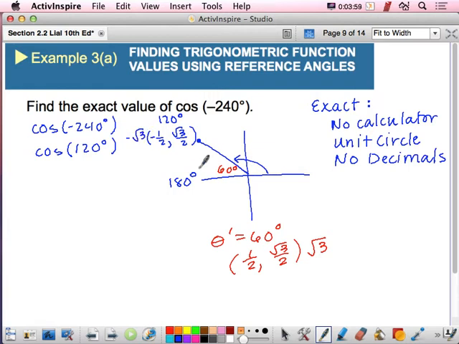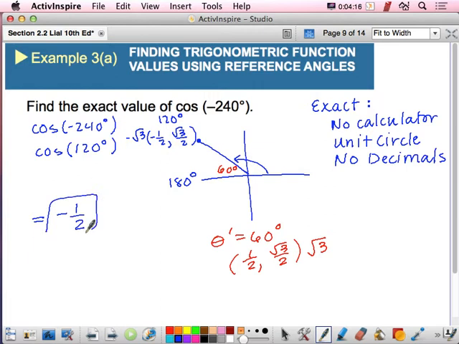Now I didn't have to do all of that. All I really was asking you for was which one? Cosine. And so which one is that? The first one or the second one? The first one, the x value. So that's going to be negative 1/2.